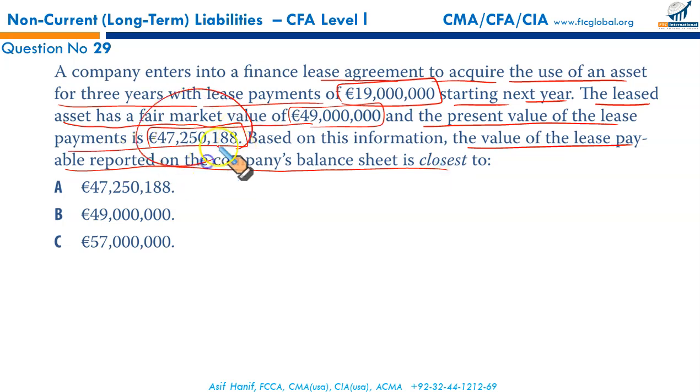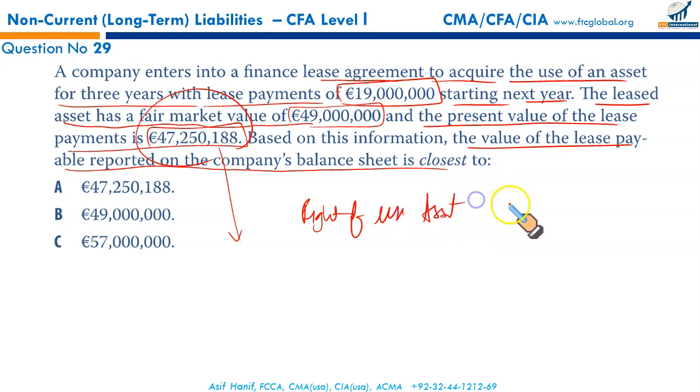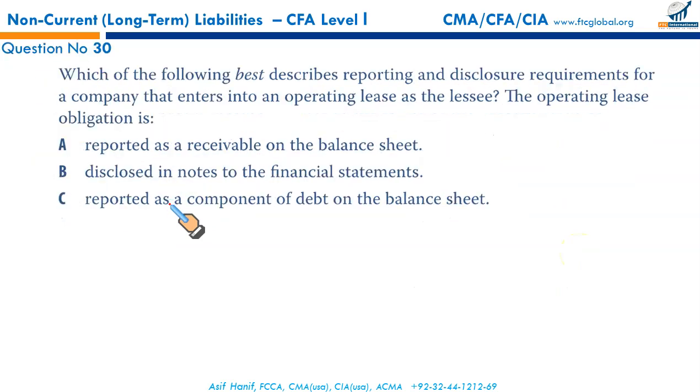Since we have only this number that is given at the present value, this is the amount at which you will debit the right of use asset, 47.25 million, and you credit the lease liability with the same amount. So that will make A the correct option. Next.